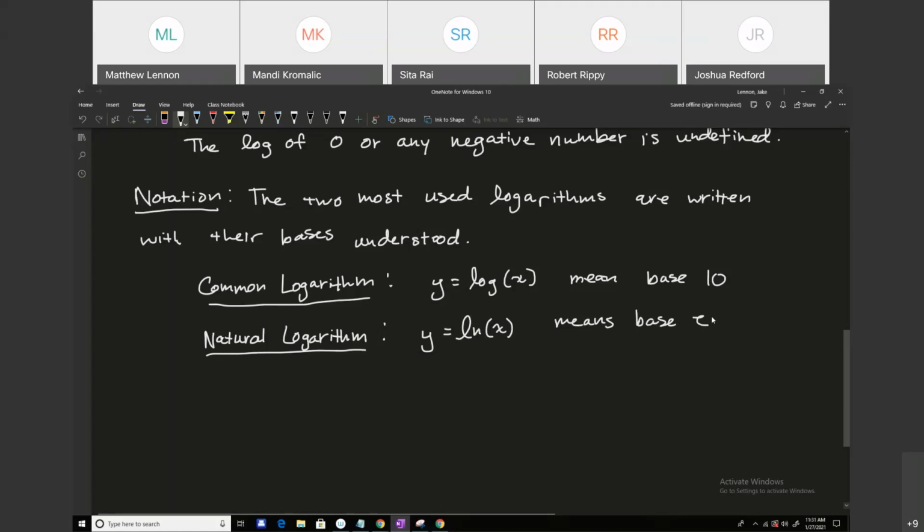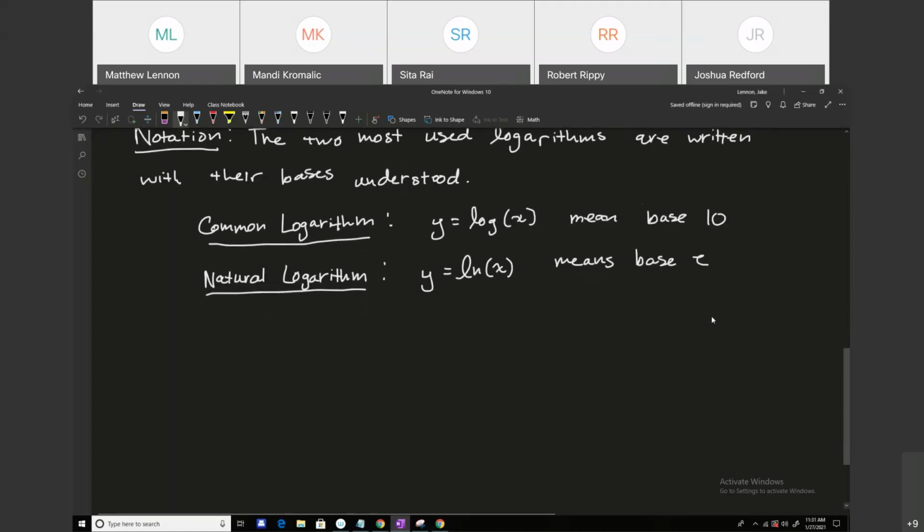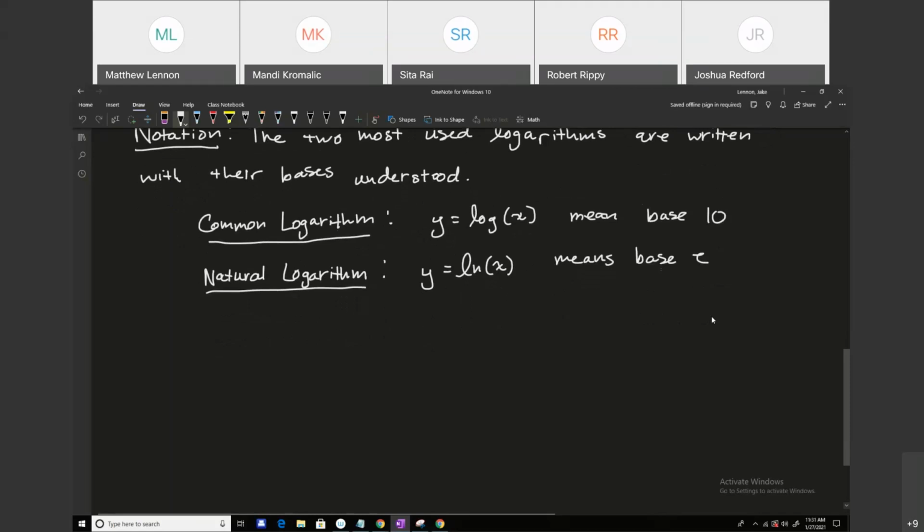So let's evaluate some using these notations. Again, basically, common logs we're only going to be able to evaluate if we recognize them as a power of 10, and natural logs we're only going to be able to evaluate if we recognize them as a power of e. So let's evaluate a few. I meant to write example there, and I wrote evaluate.